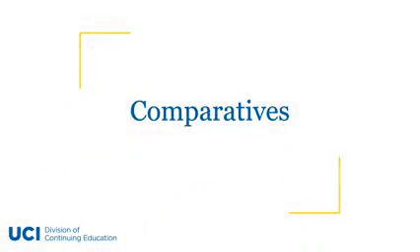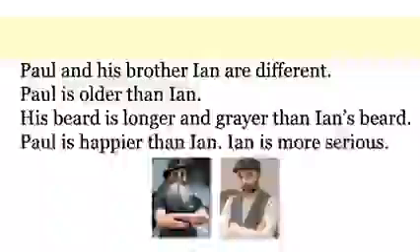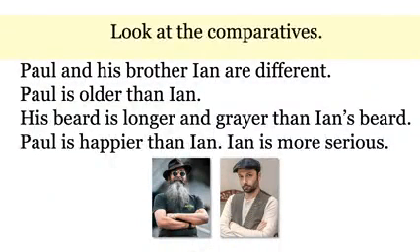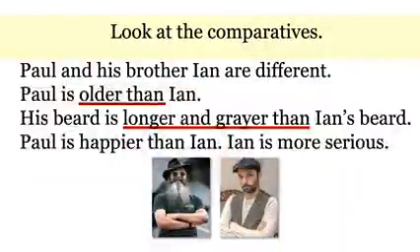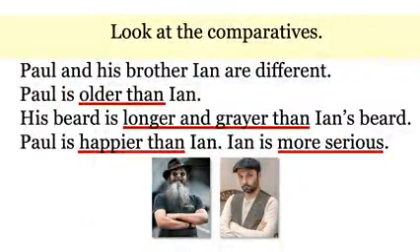Comparatives. In this lesson, you will learn how to use adjectives to compare two things. Paul and his brother Ian are different. Paul is older than Ian. His beard is longer and grayer than Ian's beard. Paul is happier than Ian. Ian is more serious. Look at the comparatives. Older than, longer and grayer than, happier than, and more serious.